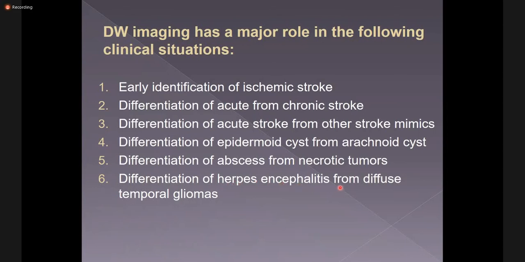Differentiation of herpes encephalitis from the diffuse temporal glial tumor. The herpes encephalitis may also show the diffusion restriction because of the inflammation.